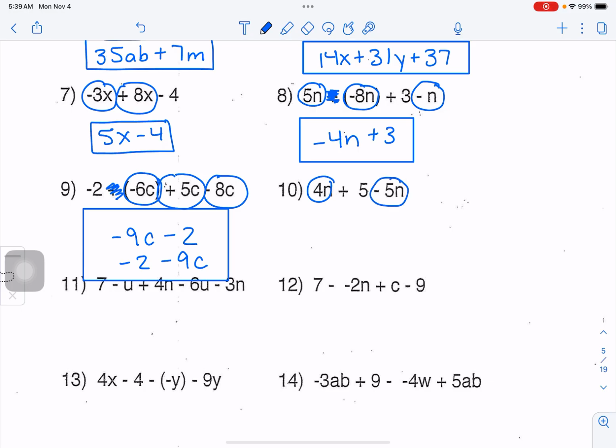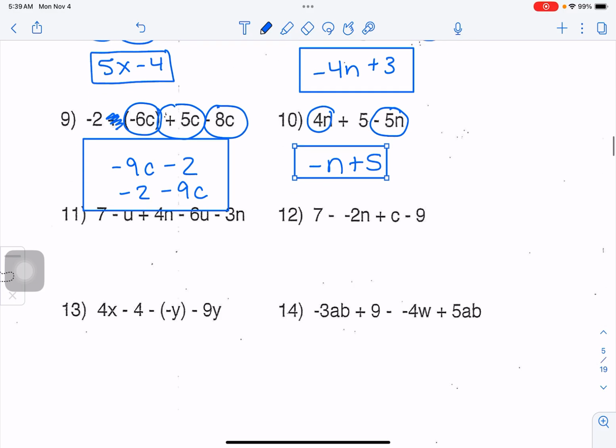4n minus 5n would be a negative n. Again, we typically will not write the 1. Plus 5. Okay, 4 more remaining. If I start with my u's, I have a negative 1u and a negative 6u, which means I'm at negative 7u in the whole.